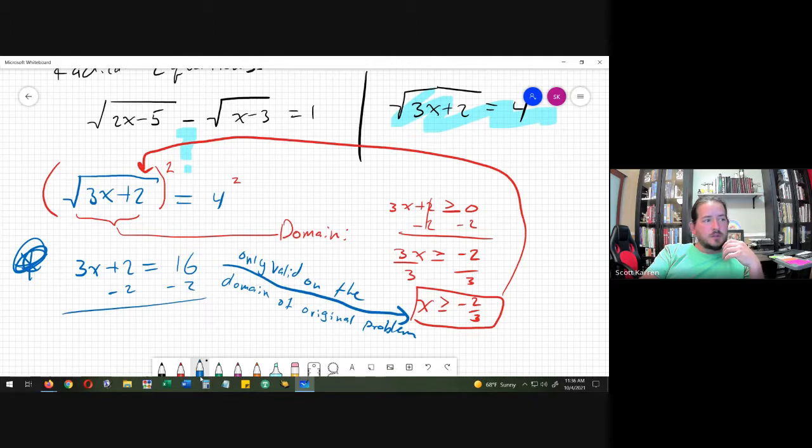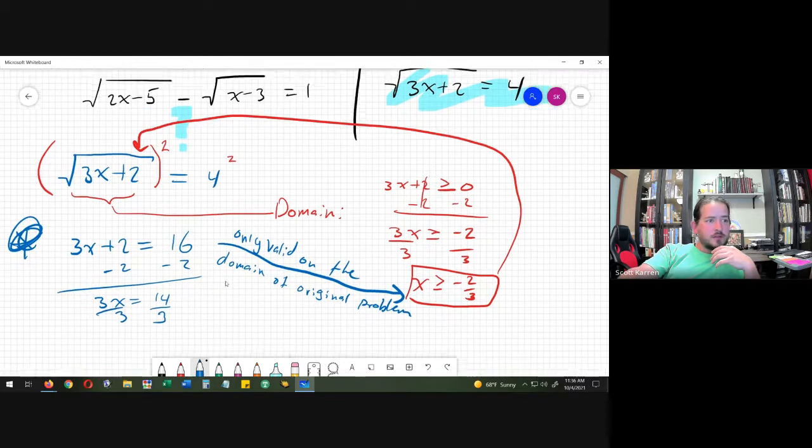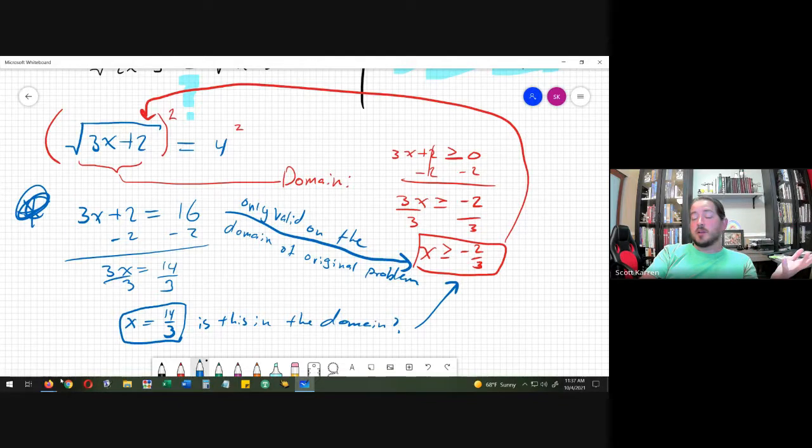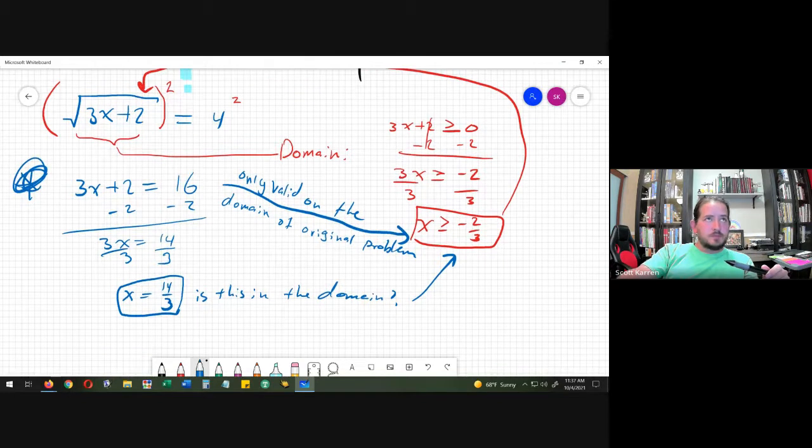Subtract 2. We got 3x equals 14. Divide each side by 3. And I've got x equals 14 over 3. And I'll just want to check to make sure, is this in the domain? And it is, because it's greater than or equal to negative 2/3. Right? So we're good. So that one's not terrible.